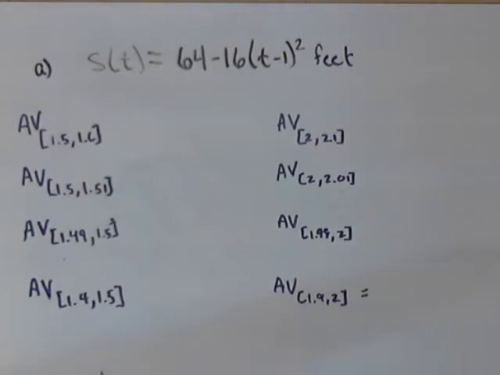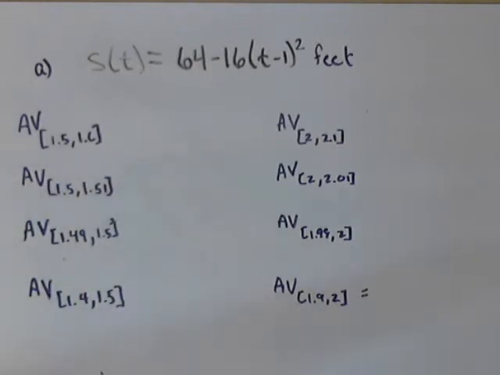So for this problem, to calculate the average velocities to help us estimate the instantaneous velocities at 1.5 and 2, I'm going to pick points that are right around 1.5. So I'm going to go between like 1.5 and 1.6, 1.5 and 1.51, so a little bit closer, a really small interval, 1.49 and 1.5, and 1.4 and 1.5. So I'm picking values on both sides like we did earlier. Same thing with between 2 and 2.1.